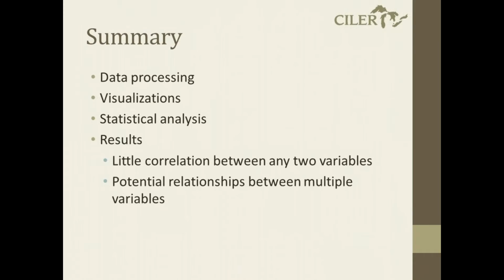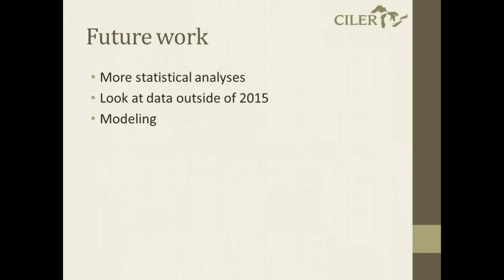So in summary, what I did here for the summer was to process a lot of data, develop visualizations for the data, and run some statistical analysis on the data. Some preliminary results that we have so far are that little correlation between any two variables has been seen to help us determine fish distribution within the water column. But as we saw with the regression tree earlier, there may be potential relationships between multiple variables acting on how fish distribution is determined, but that's something to be looked at more later.